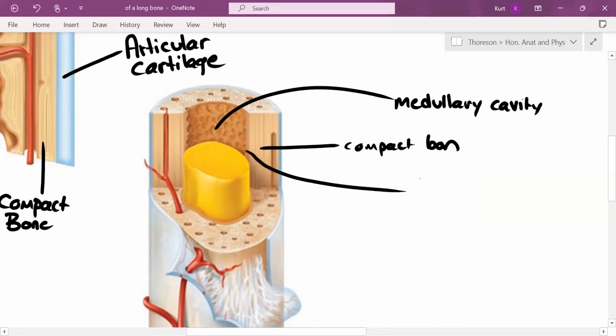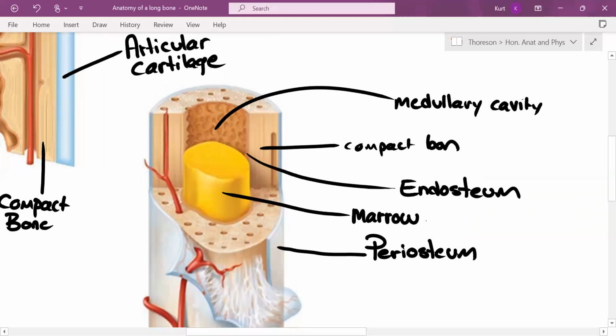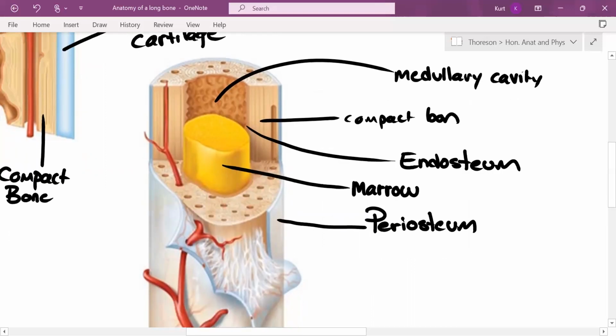What is the lining of the medullary cavity? All right, how do you pronounce it? Endosteum. You want to say endosteum. I get it, but it's endosteum. What is the outer coating of bone? Periosteum. What is this yellow stuff? What kind of marrow specifically? Yellow marrow. I mean, obviously. Then you can definitely see that it does have blood flow, so that's pretty much a giveaway.